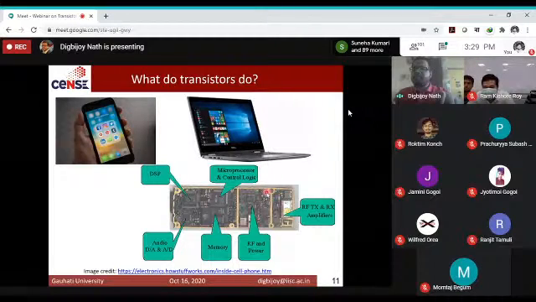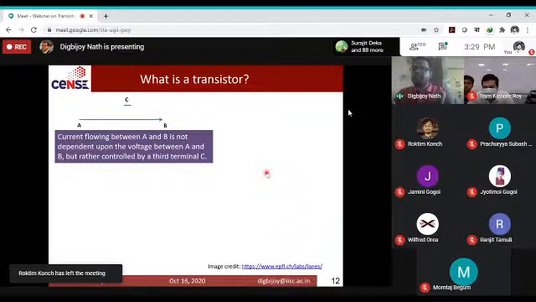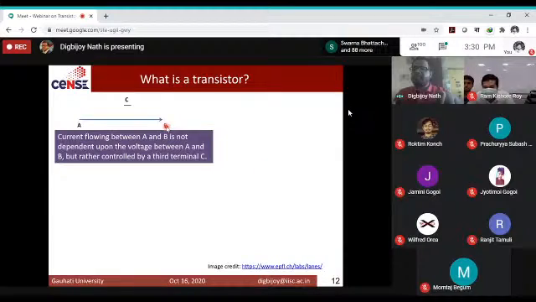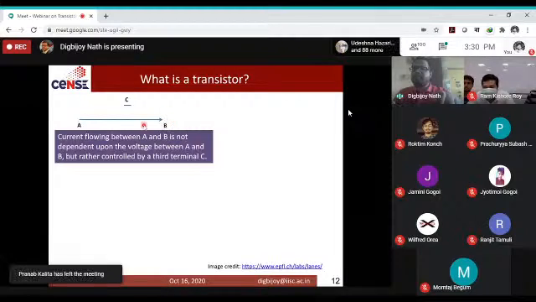Now I'll define the transistor more formally. And this is very high school physics. If you take 2 points A and B on a material, any material, suppose you take a piece of iron or a piece of copper, a metal, for example, the current that flows between point A and B will depend on the voltage that you are applying between A and B. If you apply 1 volt, some current will flow. If you apply 10 volts, a higher current will flow.